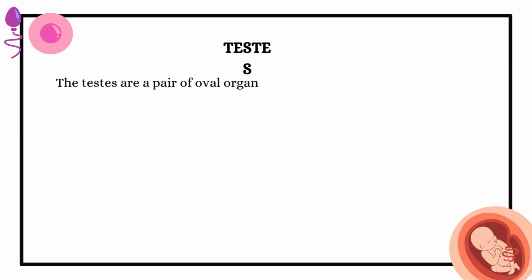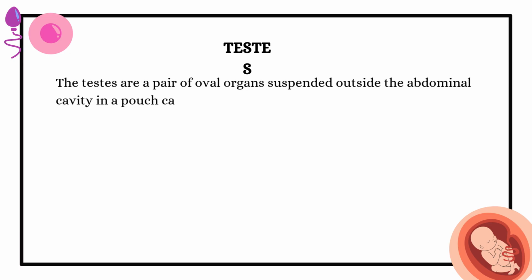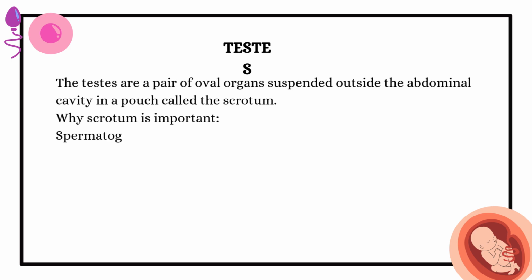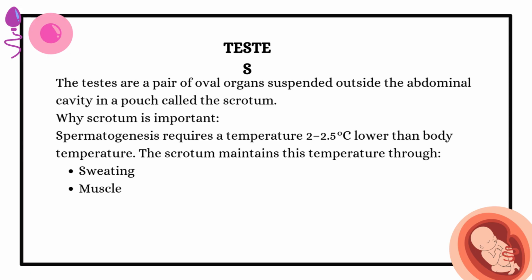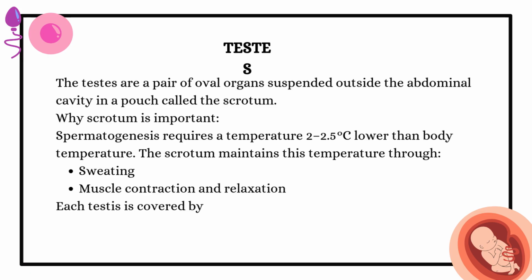Testes. The testes are a pair of oval organs suspended outside the abdominal cavity in a pouch called the scrotum. Why is the scrotum important? Because spermatogenesis requires a temperature 2 to 2.5 degrees Celsius lower than body temperature. The scrotum maintains this temperature through sweating and muscle contraction and relaxation.